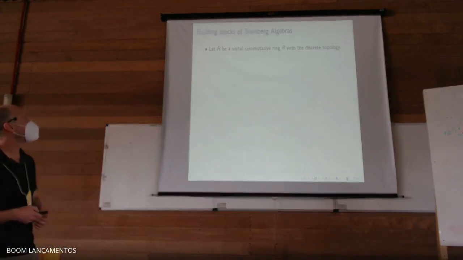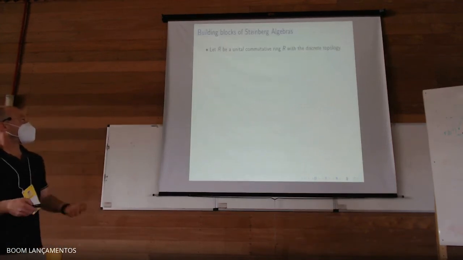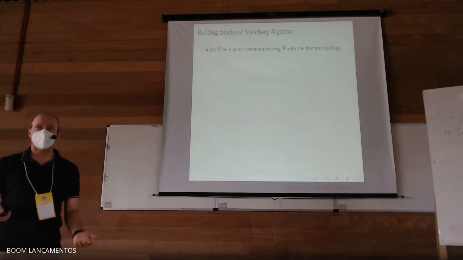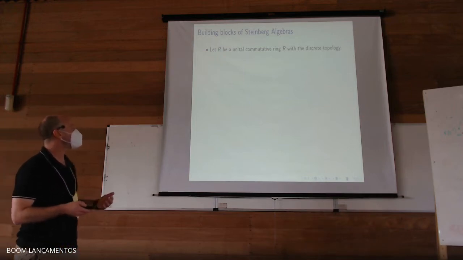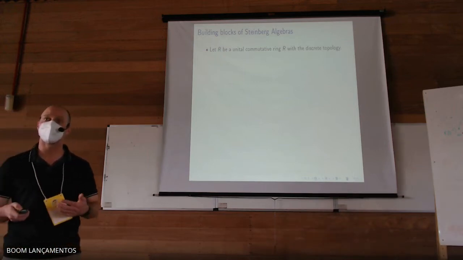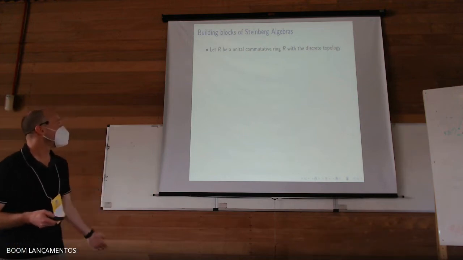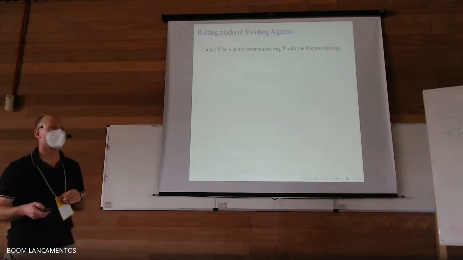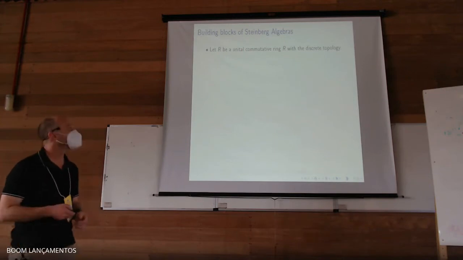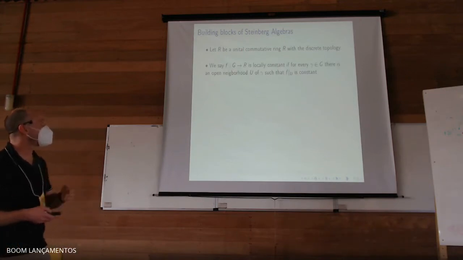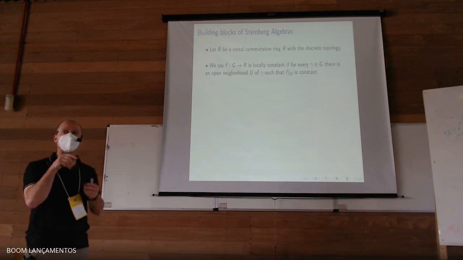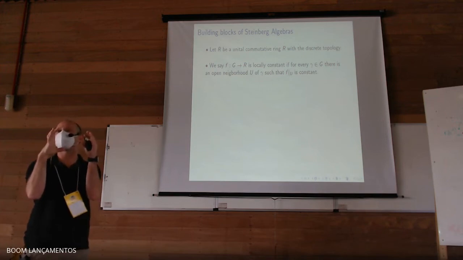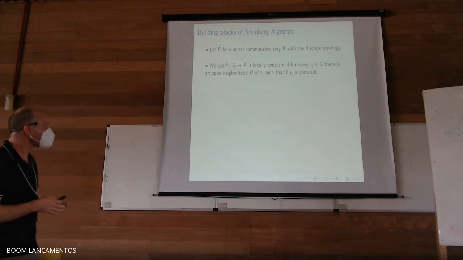Okay. All right. Now, let's talk about the building blocks of Steinberg algebras, the algebras that we associate with ample groupoids. And I don't think there's any harm in assuming that we want to construct an algebra over a unital commutative ring, and we endow the ring with the discrete topology. So we say that a function from the groupoid into this ring is locally constant if every point in the groupoid has some neighborhood on which the function is constant. Right? I think that is fairly intuitive.